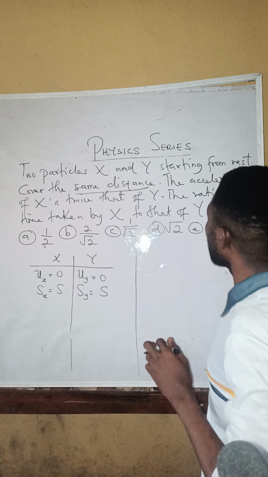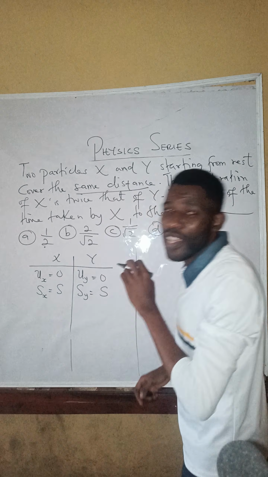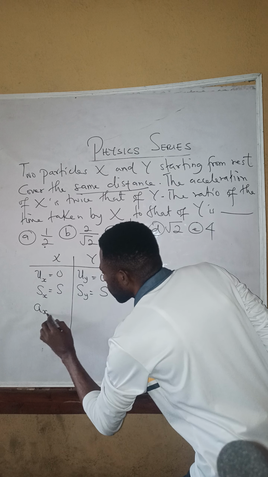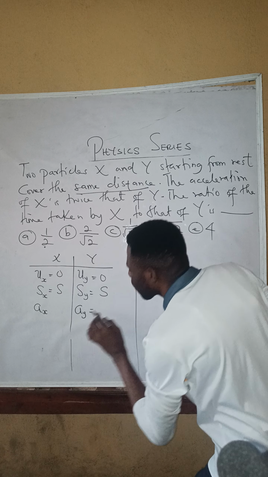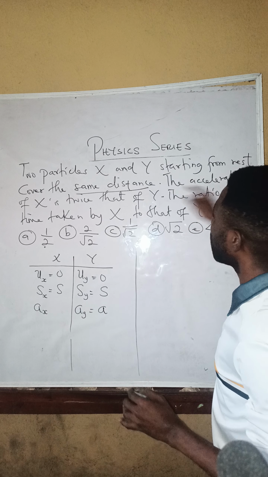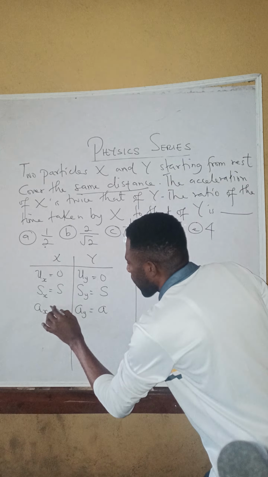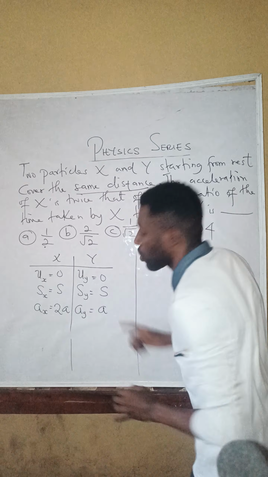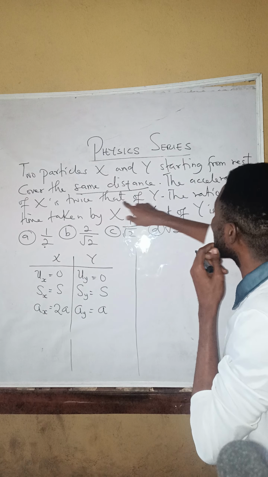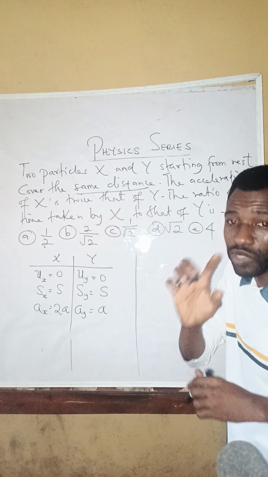Now the acceleration of X is twice that of Y. So we have acceleration of X, acceleration of Y. Let's call the acceleration of Y A. Since we are told that the acceleration of X is 2 times that of Y, AX will be 2A. Find the ratio of the time taken by X to the time taken by Y.